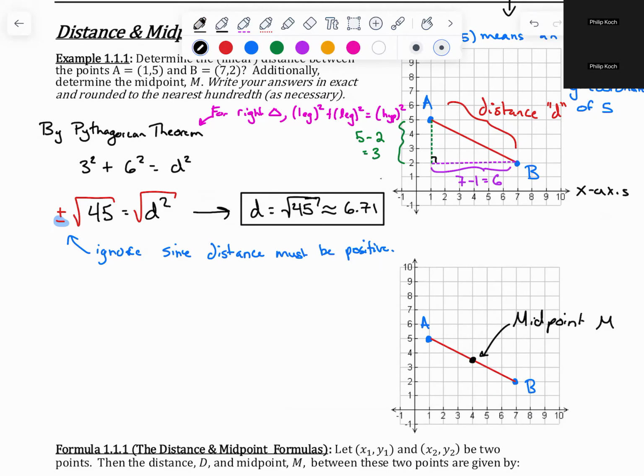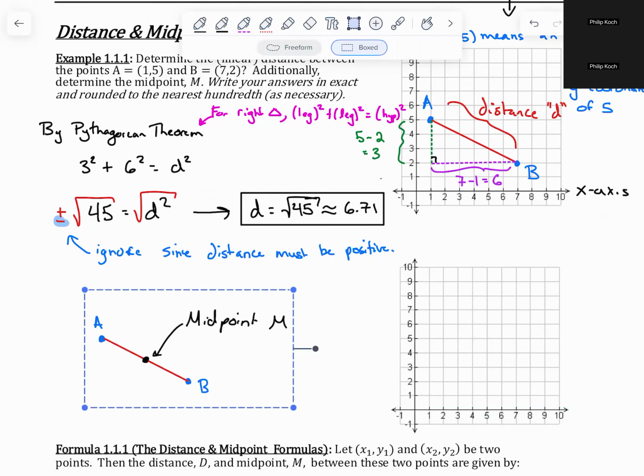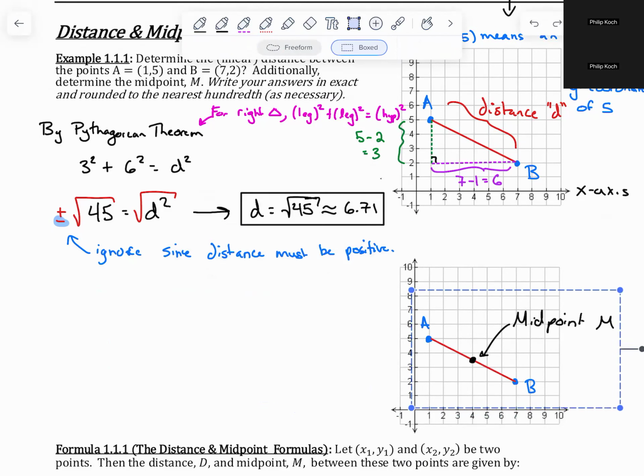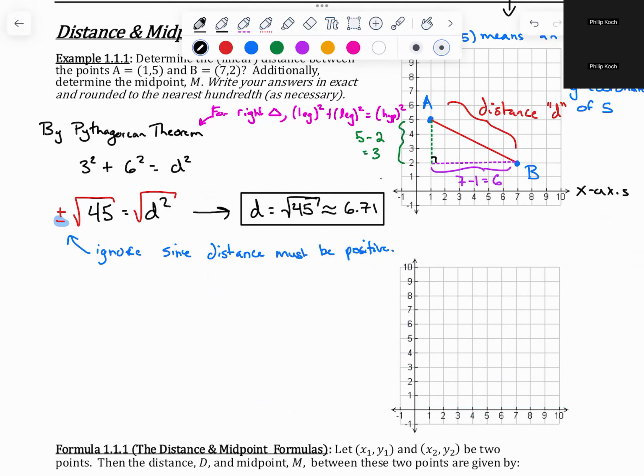Midpoint M. Now, once again, I'm going to erase this. If they were on the same line, here and here, it would not be too hard to find the midpoint because they're all on the same line. So they have the same y coordinate. What we would really need to do is just find out where this is.